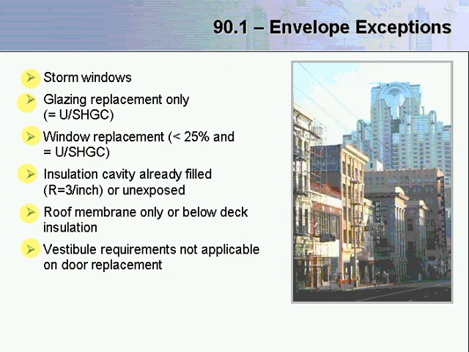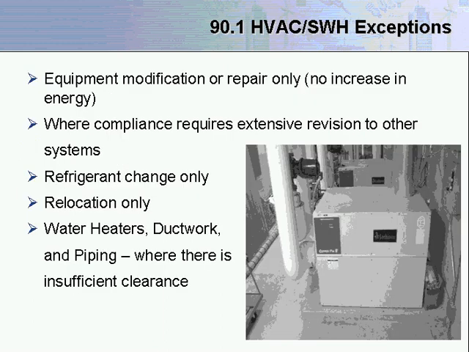That covers the envelope. Let's move on to HVAC and water heating exceptions. If you have a piece of equipment that you're just repairing or modifying, and that the modification or repair does not increase its energy use or decrease its efficiency, then no compliance is required. If you are modifying or making changes or putting in a new piece of equipment, but extensive revision to other systems that are not being affected would have to be made to meet compliance to the code, then you are exempted also. And these are going to be odd cases. You have to check with your building official to make sure of that.